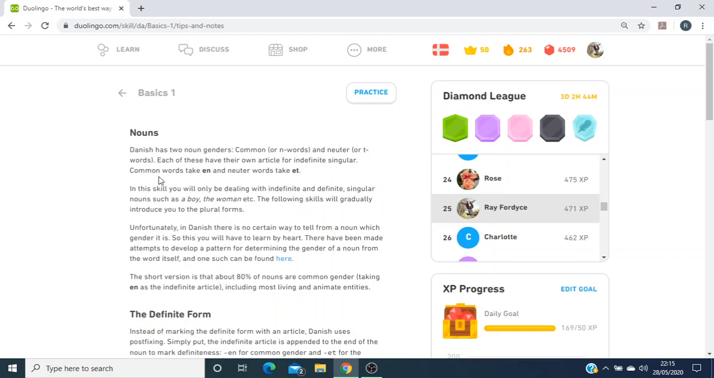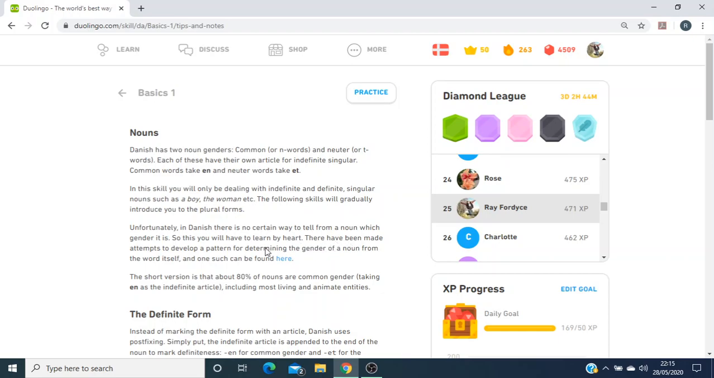Common words take en, and neuter words take et. In this skill, you will only be dealing with the indefinite and definite singular nouns, such as a boy, the woman, etc. Following skills will gradually introduce you to the plural forms. So, unfortunately, in Danish, there is no certain way to tell from a noun which gender it is, so you'll have to learn by heart.